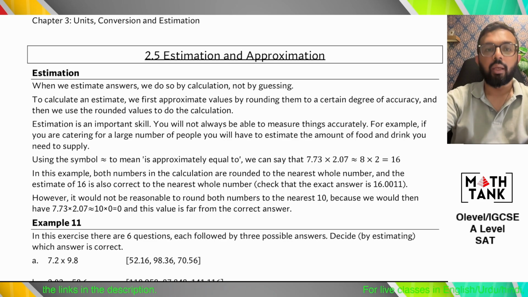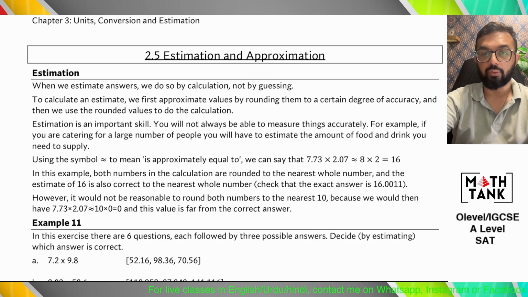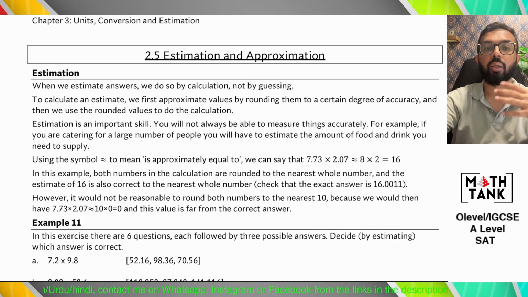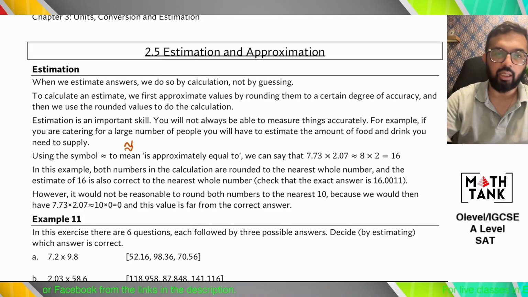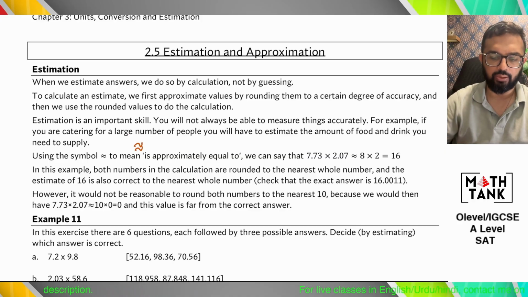Estimation is an important skill. You will be asked about this on paper one. You will not always be able to measure things accurately. For example, if you're catering for a large number of people, you will have to estimate the amount of food and drink you need to supply. Using the symbol is approximately equals to, something like that. You can see it in a lot of places on your calculators and otherwise too.